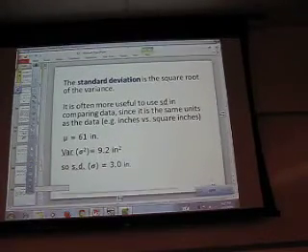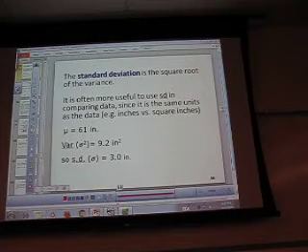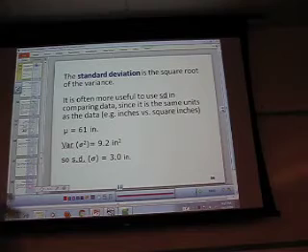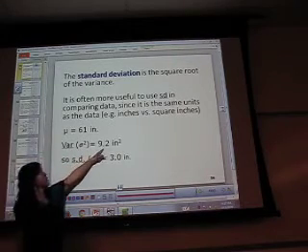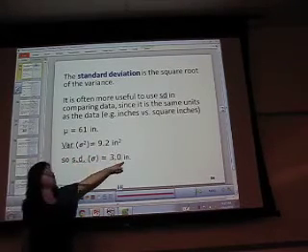It's the square root of the variance. It's also often more useful because it's in the same units as the data. So if my variance is this, the square root of that would be 3.0 inches, just regular inches.